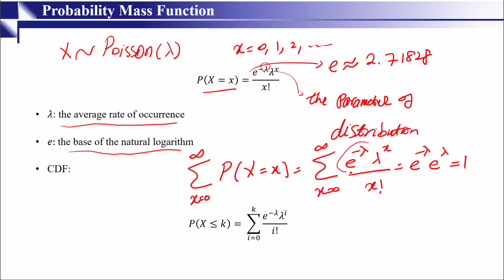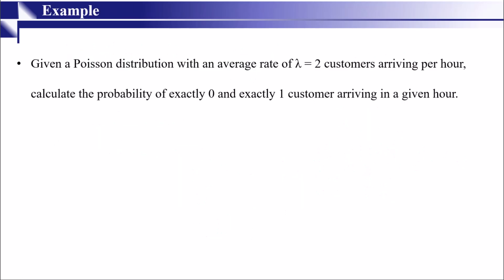This e to the power of minus lambda that you can see here normalizes the probabilities, and this lambda to the power of x accounts for the rate of occurrence, and this x factorial adjusts for the number of ways x events can occur. And for the CDF, the probability of X less than or equal to k is the sum over i from 0 to k of e to the power of minus lambda, lambda to the power of i, divided by i factorial. This is the CDF. So this CDF gives the probability that the number of events is less than or equal to k.